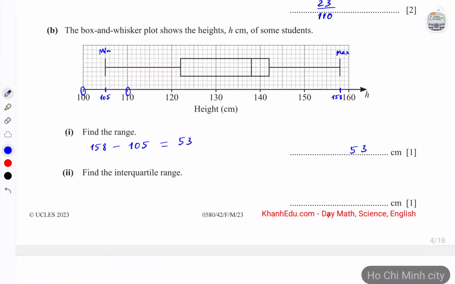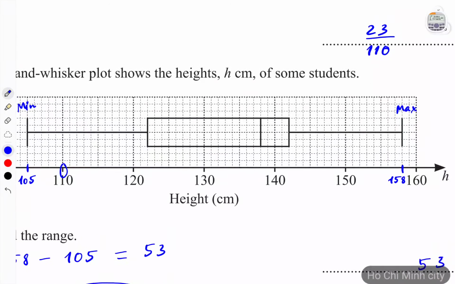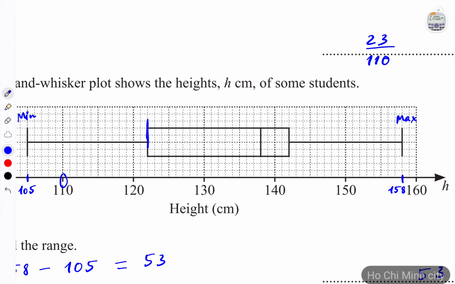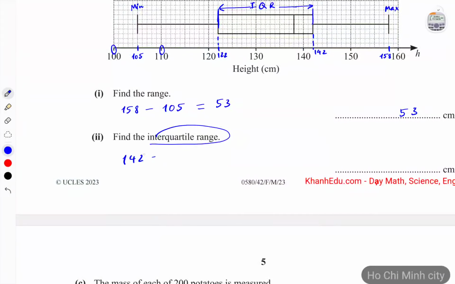Find the interquartile range. So the interquartile range, we would take Q3 minus Q1. So here, from this point to this point is the interquartile range, which is the IQR. And this point is 122. This point is 142. 142 minus 122, which is 20.